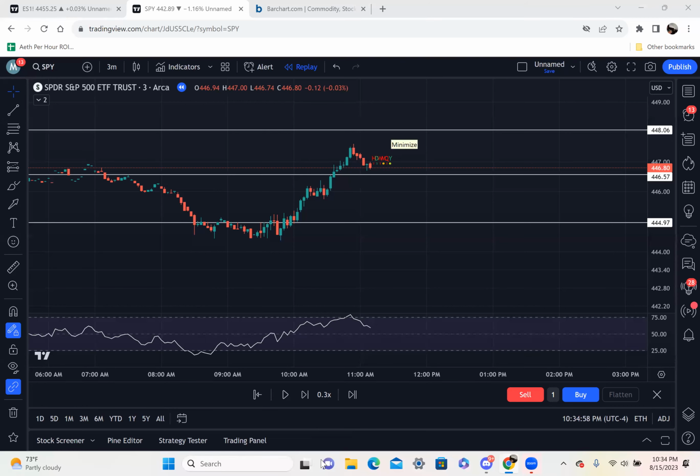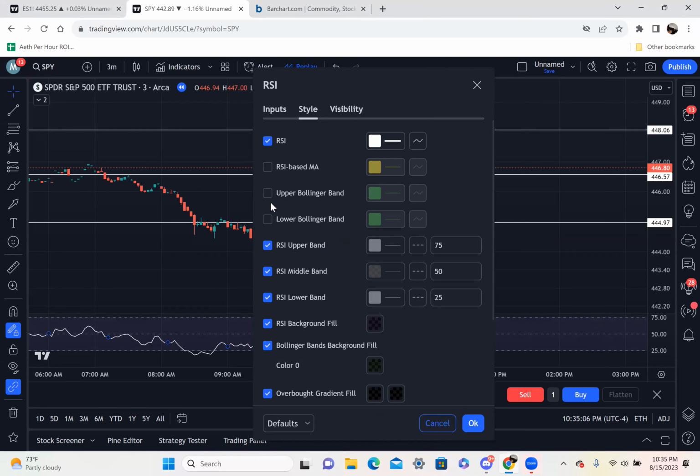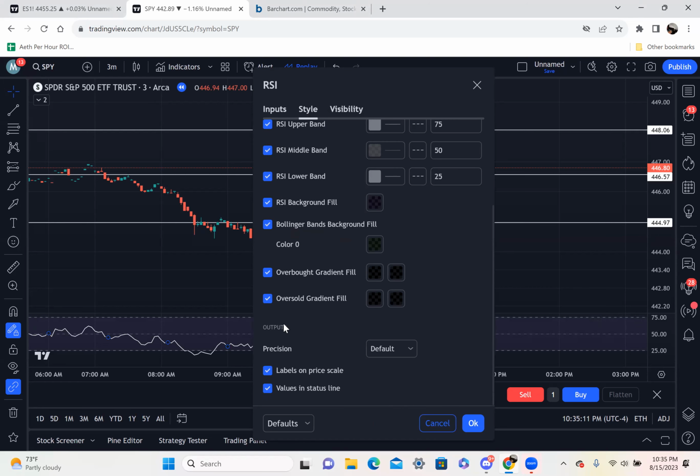What's your RSI levels? 25, lower bottom, 75. Here you go. I just did it for my brother today. I turned everything off, Bollinger Bands, all that stuff. I also made it black. I never turned them off.